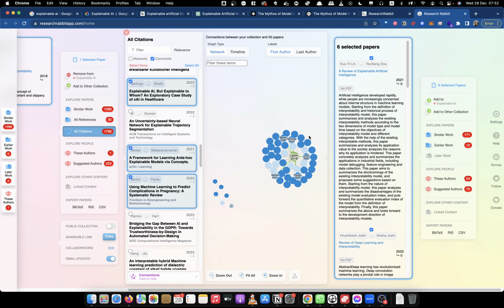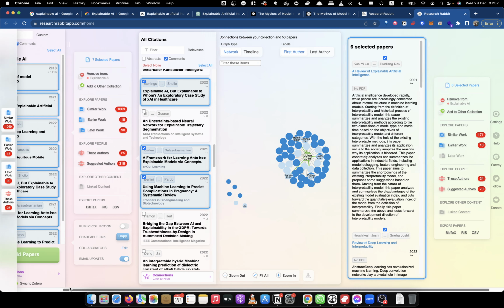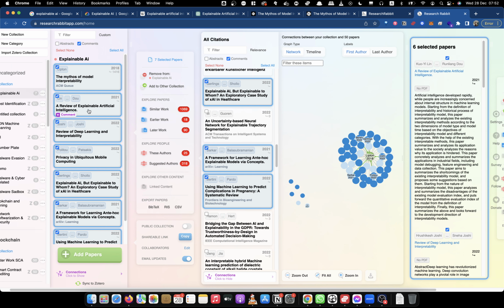So you have added 6 papers, and now you can get similar work or earlier work if you want. Likewise, you can dive further down into understanding what your needs are. But I'm going to add this to my explainable AI collection, and once I go here, obviously I can get all these details, and I can sync to my Zotero, and I can open up the papers and read.